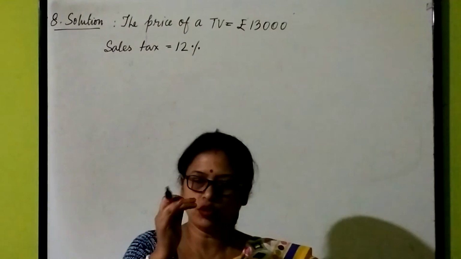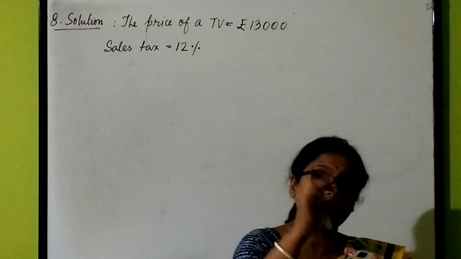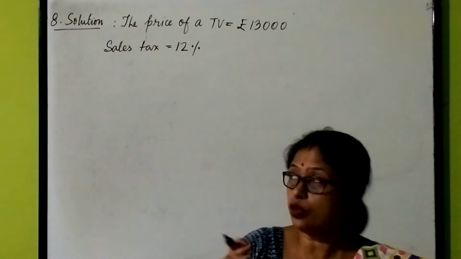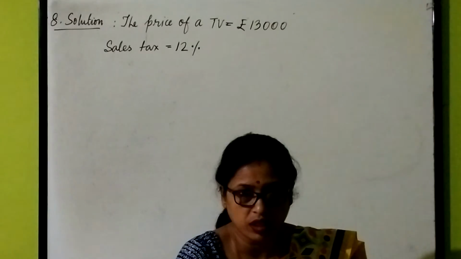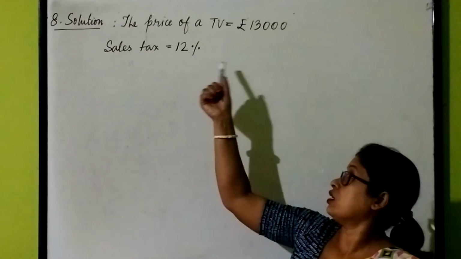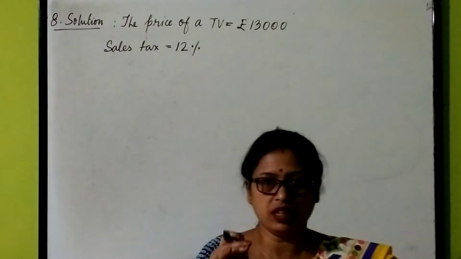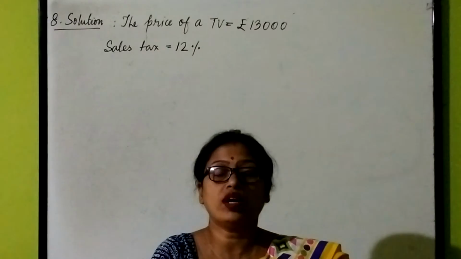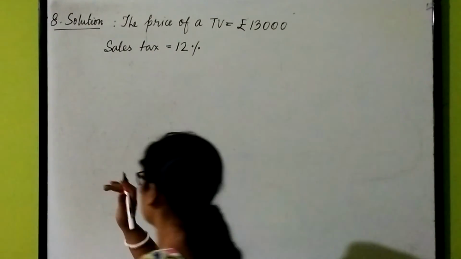Now see, suppose he bought a TV. Sales tax is charged. That means sales tax will be added to it. Is it or not? Sales tax will be added. So you cannot buy the TV. The shopkeeper will not give you the TV for rupees 13,000. He will add this 12% tax to it. Then he will sell you the TV. Now if Vinod has to buy that particular TV, what price will he have to pay? This is the thing.